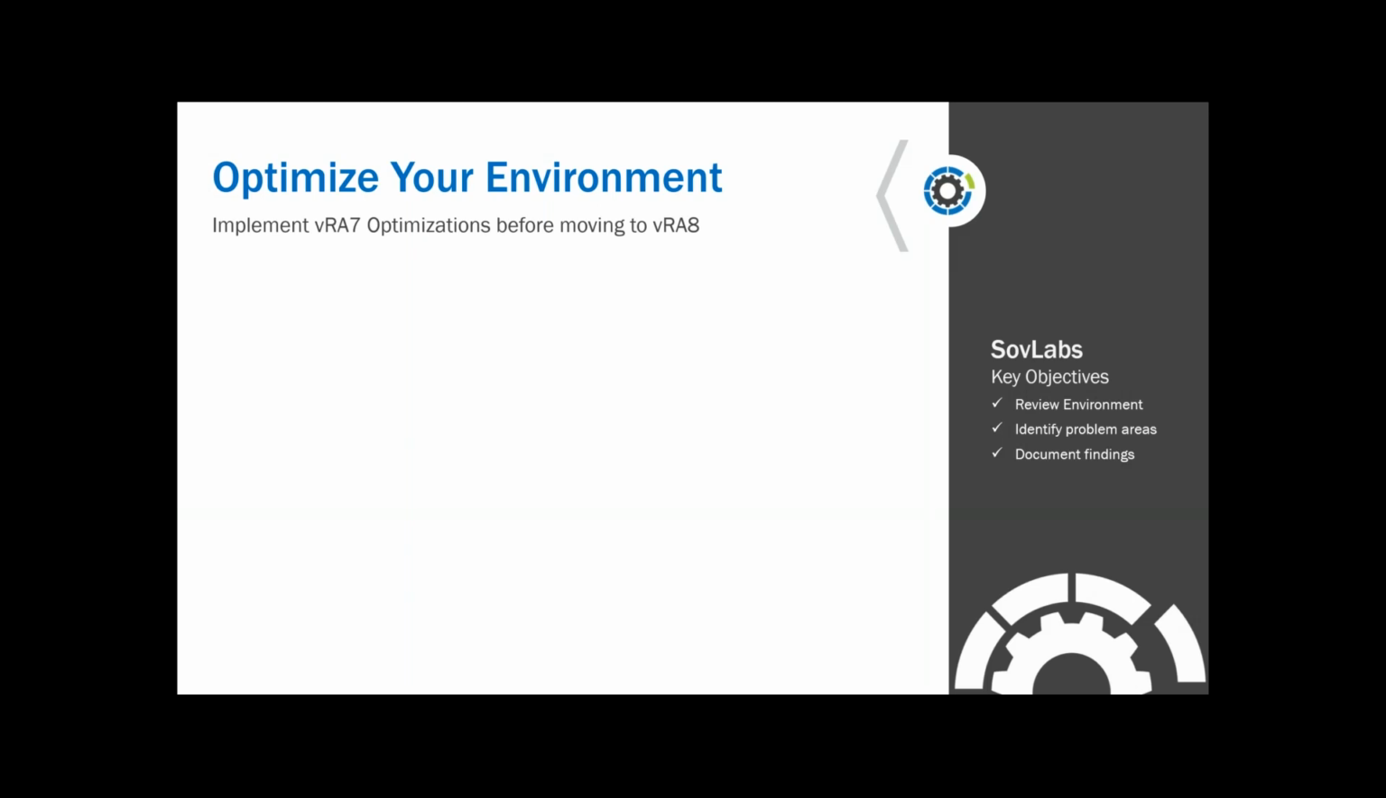So start out by assessing where we are, looking at our blueprint architecture, looking at the custom code, looking at these software components and these other areas, figuring out where we can make these improvements today in vRA 7 so that it's ready when we make that move to 8.